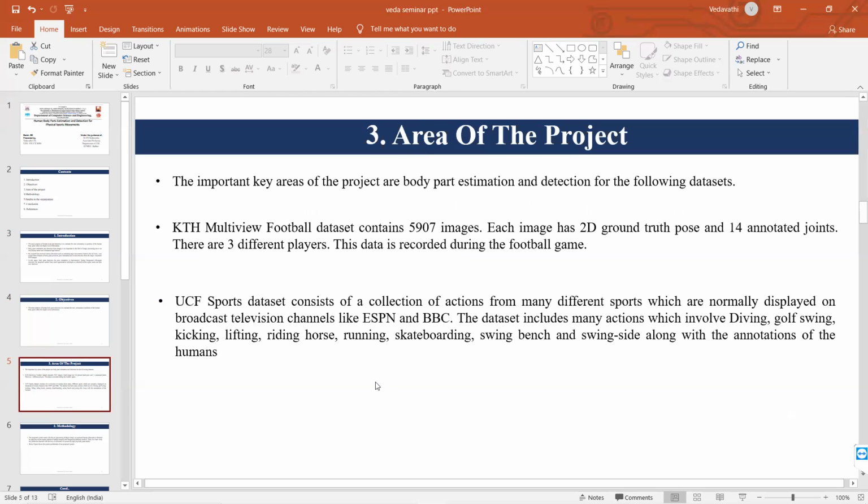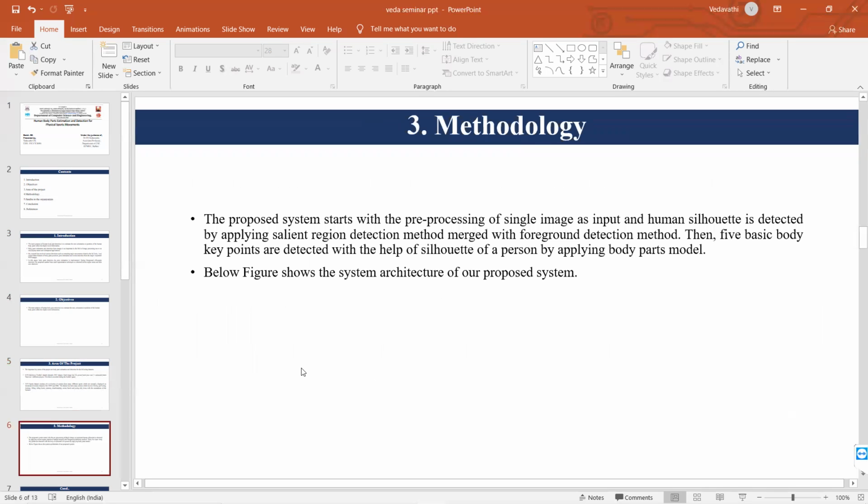Here we'll take two data sets, that is the sports data sets: the KTH multi-view football data set and the UCF sports data set. Here the main part is that we will extract the key body parts, and we'll use this in detecting sports areas, sports pose detections, sportsman pose detections.